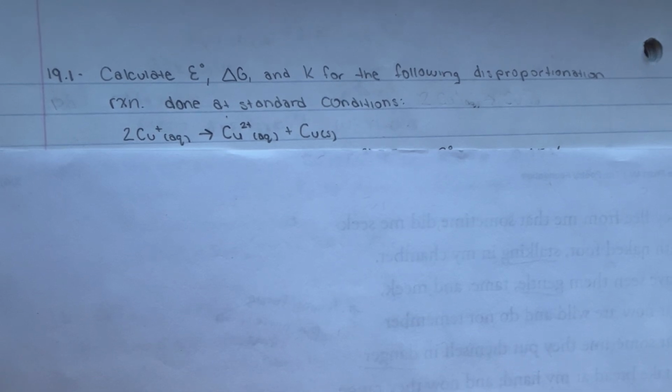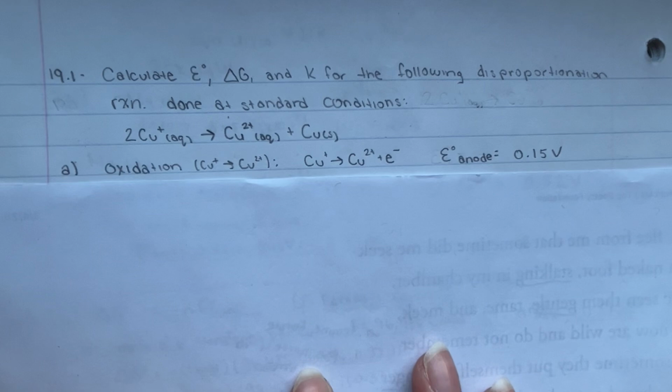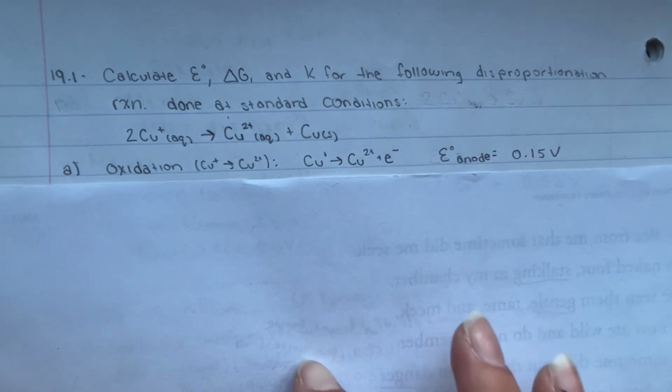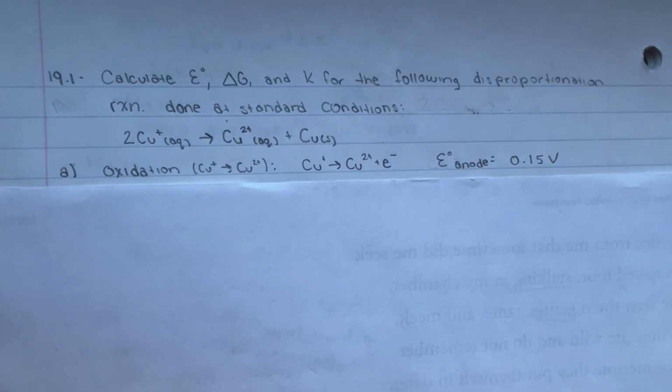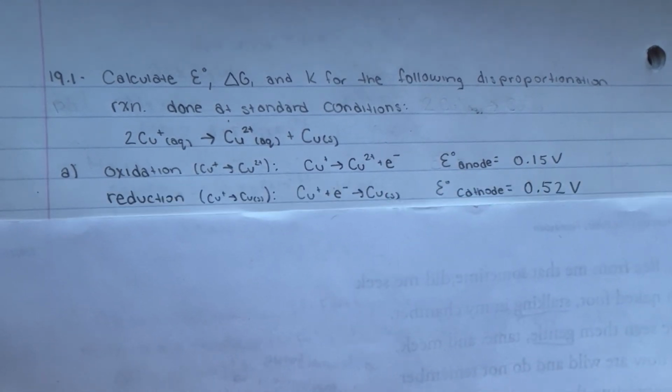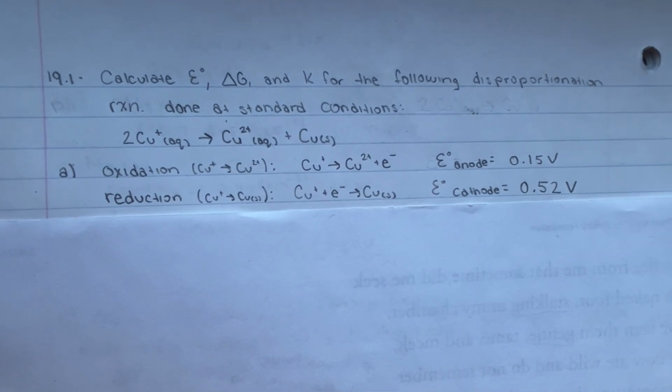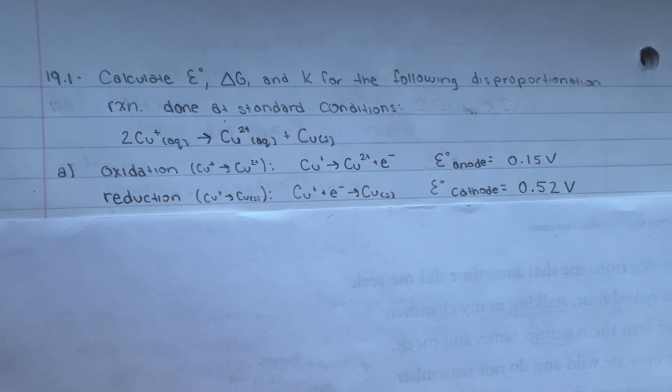Your first step is going to be to determine which half reactions are oxidation and reduction. In this case, oxidation is going to be the one losing an electron, so the half reaction will be Cu+ yields Cu2+ plus 1 electron. Your reduction reaction is going to be the one gaining an electron, so that will be Cu+ plus 1 electron yields Cu.